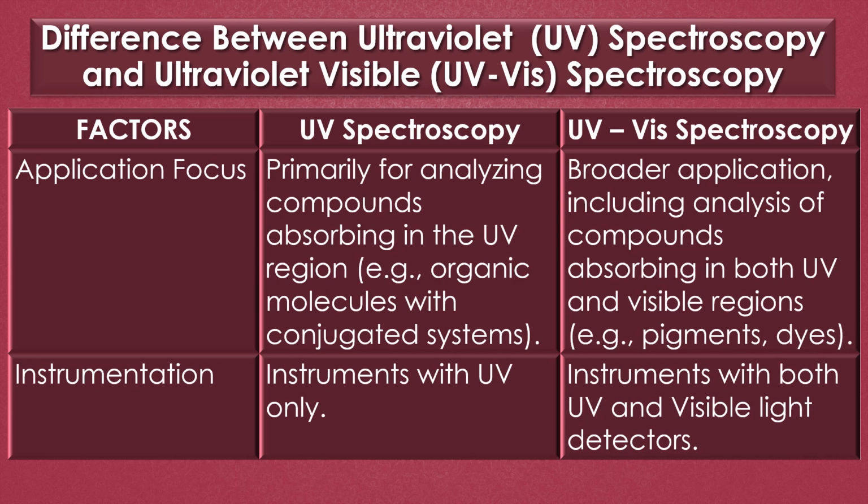Application focus. UV spectroscopy application is primarily for analyzing compounds which absorb in the UV region, for example, organic molecules with conjugated systems. UV visible spectroscopy has a broader application, including analysis of compounds absorbing in both UV and visible regions, for example, pigments and dyes. UV spectroscopy is an instrument with UV only. UV visible spectroscopy is an instrument with both UV and visible light detectors.